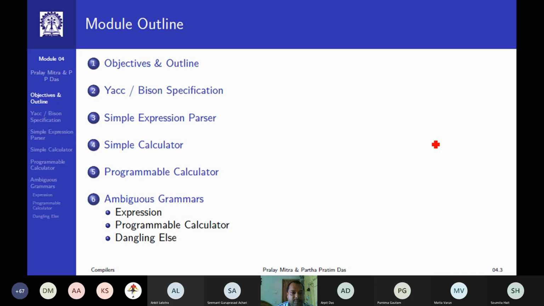And finally, some ambiguous grammars, their effect on expression, programmable calculator, and what you studied in the PDS class, the dangling else. So in the context of parser, we will also discuss what actually happens when a compiler is parsing.